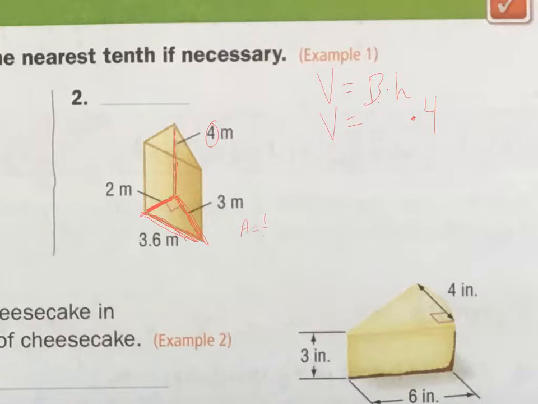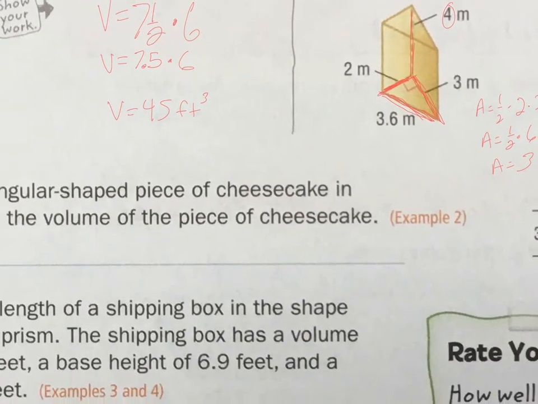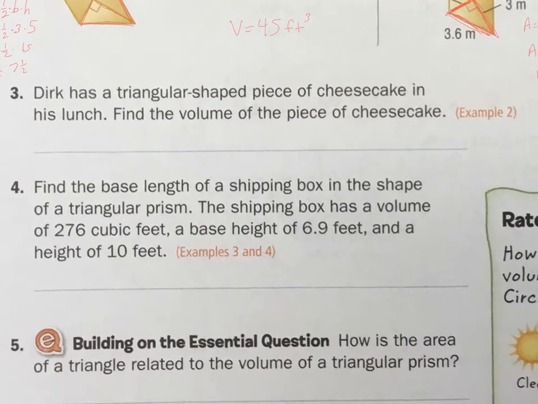Area equals 1/2 times 2 times 3. Okay? Area equals 1/2 times 2 times 3 is 6, and then area equals 1/2 of 6, which is 3. So it's 3. Volume equals the area of the base, 3, times the height, 4. Volume equals 12. I put 12 here. It's meters, and it's cubed. All right. Let's do this next one, number 3.